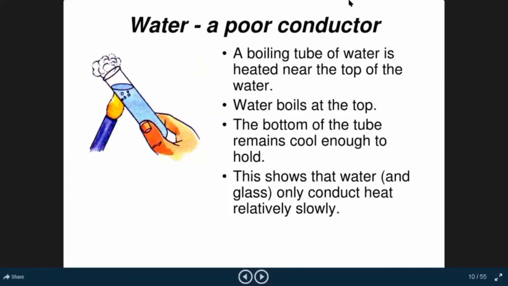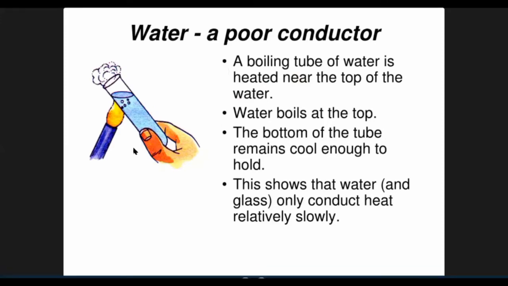Water is a poor conductor. If I take a boiling tube of water and heat the top of the water, if you want a convection current, if you want proper heating of water, you will always heat it from the bottom. But now we're heating it from the top. So the water begins to boil at the top, but the bottom of the tube remains cold. Had this been a rod and I would have heated the rod from the top, the bottom would also have started to gain heat and become hotter, and it would not remain cold because they would all transfer the energy quickly to the other side as well.